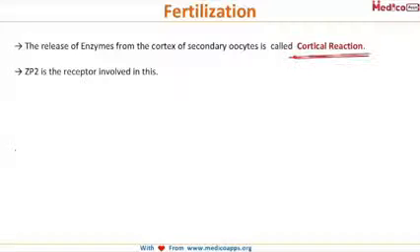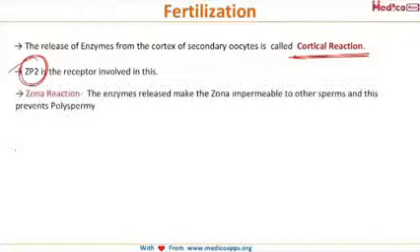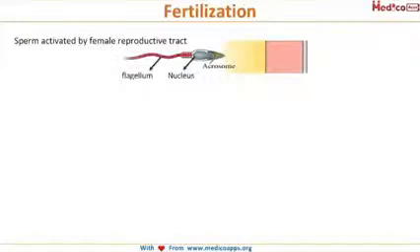Now once the sperm has entered the secondary oocyte, it causes the release of cortical enzymes from the secondary oocyte and this is called cortical reaction. And the receptor involved is ZP2. Now remember, the main receptor involved in acrosomal reaction is ZP3 and the main receptor involved in cortical reaction is ZP2. Now, the release of the enzymes from the cortex of the secondary oocyte causes hardening of the zona pellucida and this is called zona reaction. And it is because of this hardening that the zona becomes impermeable to the other sperms and thus it prevents polyspermy.